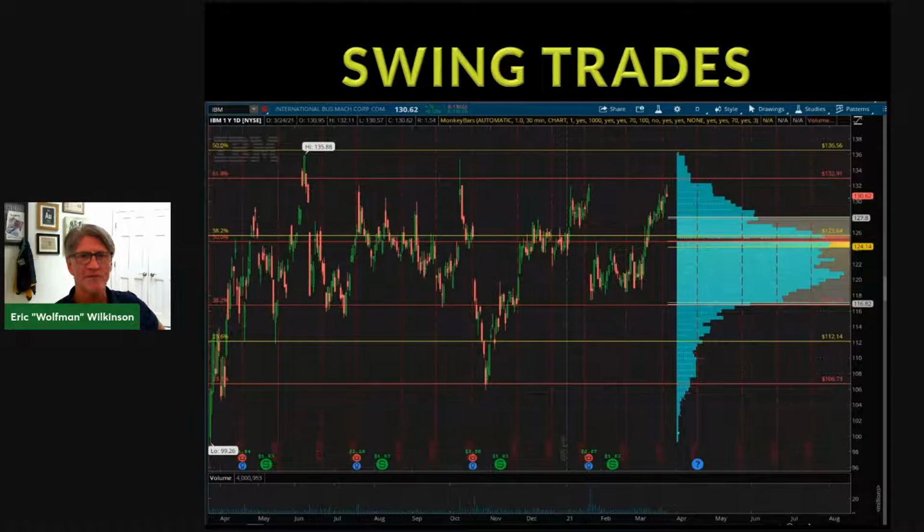This is an old snapshot of IBM, because I think IBM is one of the better stocks to trade if you are newer to trading, because it does have a pretty finite range that it likes to stay within. Usually between 110, 115, and 135 is usually the biggest outlier.